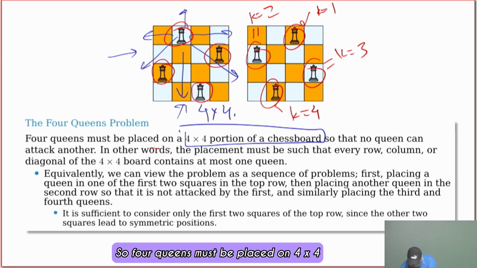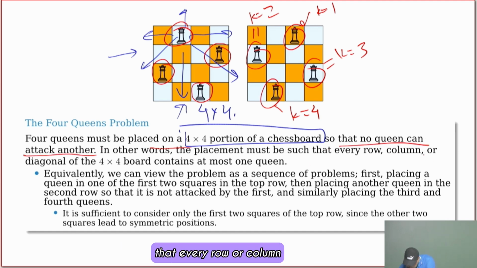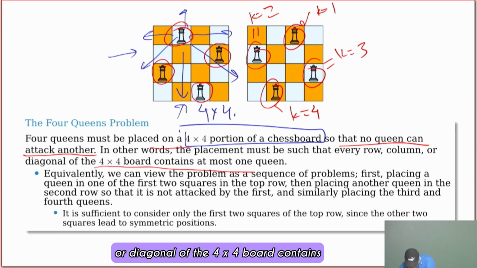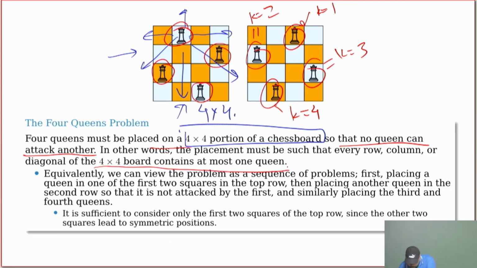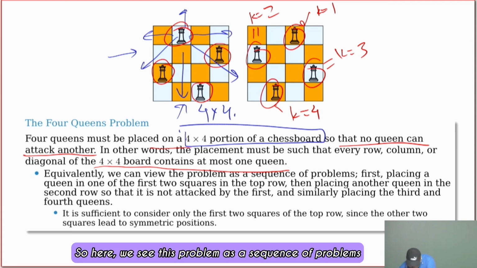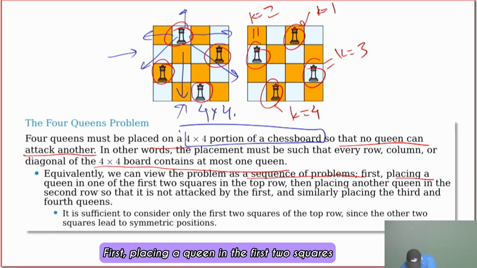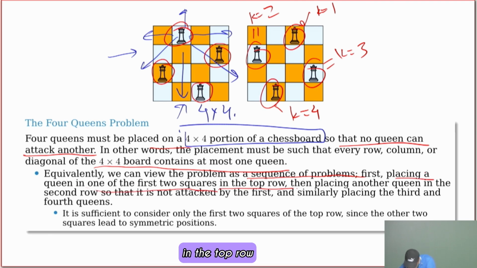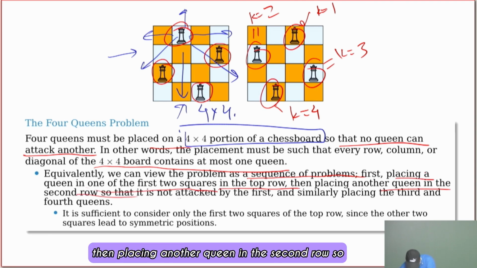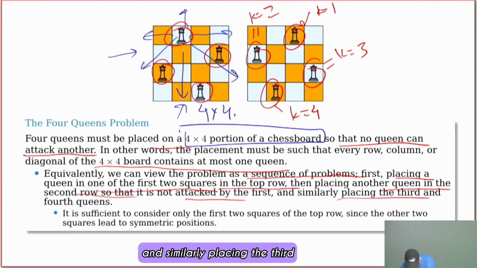So 4 queens must be placed on a 4x4 portion of the chessboard so that no queen can attack another. In other words, the placement must be such that every row, column, or diagonal of the 4x4 board contains at most 1 queen, because if you put queens on the diagonal, obviously they will kill each other. So here we see this problem as a sequence of problems. First placing a queen in the first 2 squares in the top row, then placing another queen in the second row so that it's not attacked by the first, and similarly placing the third and the fourth queens. Okay, so it's sufficient to consider.